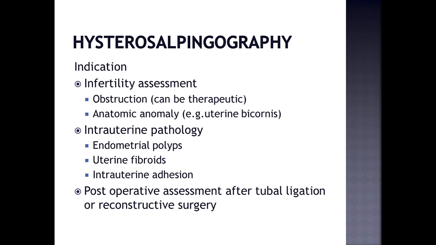For infertility assessment, we actually evaluate for obstruction in the fallopian tubes, and HSG can also be therapeutic, wherein in those patients sometimes the obstruction can go away after HSG. Then we can also assess for anatomic anomalies such as the Mullerian duct anomalies of the uterus, like uterus bicornis. By intrauterine pathology we mean those such as endometrial polyps, uterine fibroids, intrauterine adhesion.